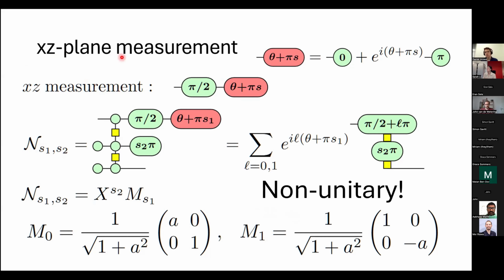If you do XZ plane measurements, you get this type of relations, which are actually non-unitary, okay? Because A here is not one. It may be larger than one, smaller than one.